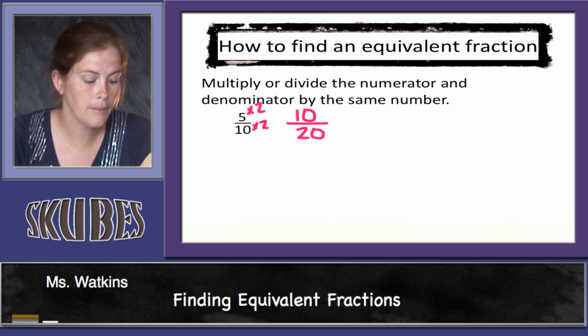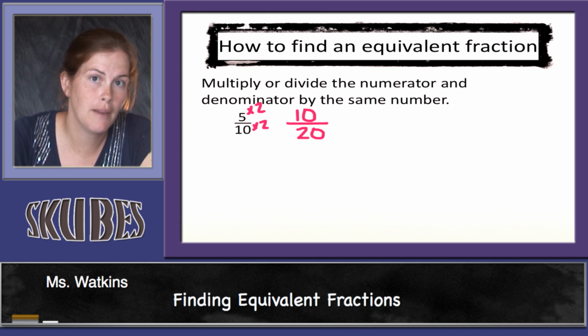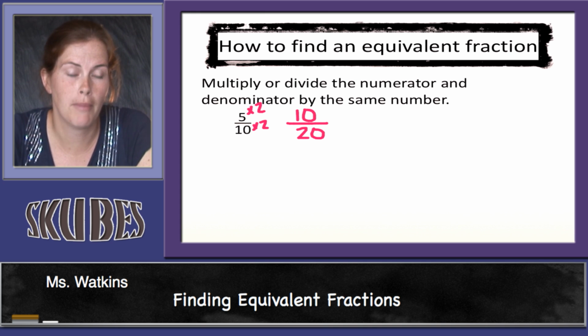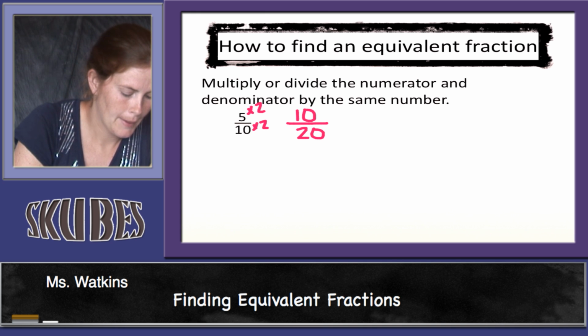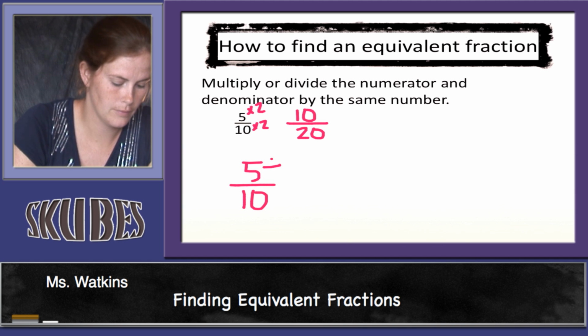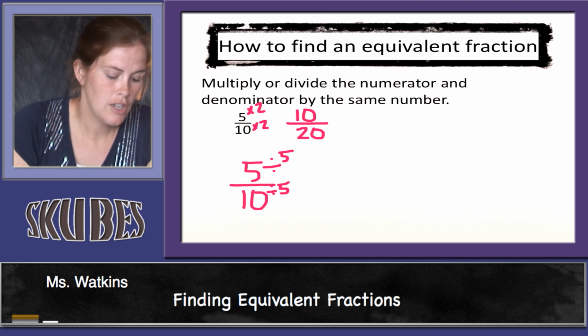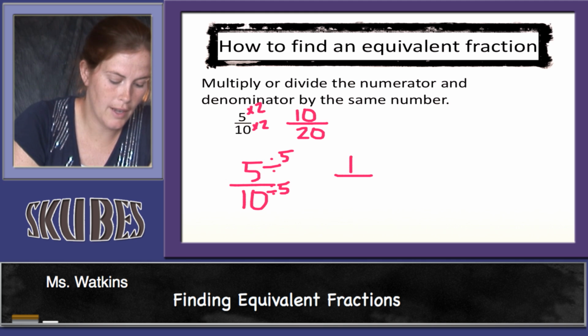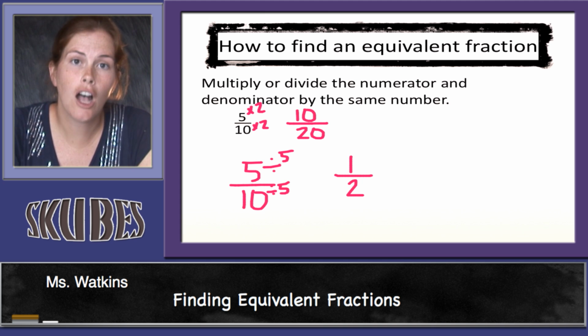To use division, I'll find a number that I can divide both the numerator and denominator by. So, let's see, I have 5/10. Both 5 and 10 can be divided by 5. So 5 divided by 5 equals 1, and 10 divided by 5 equals 2. So 1/2 is also an equivalent fraction for 5/10.